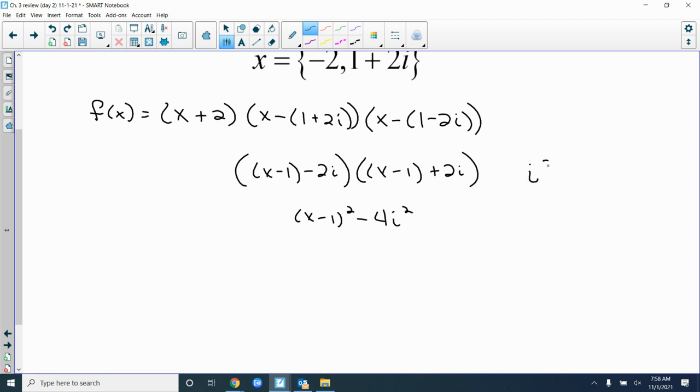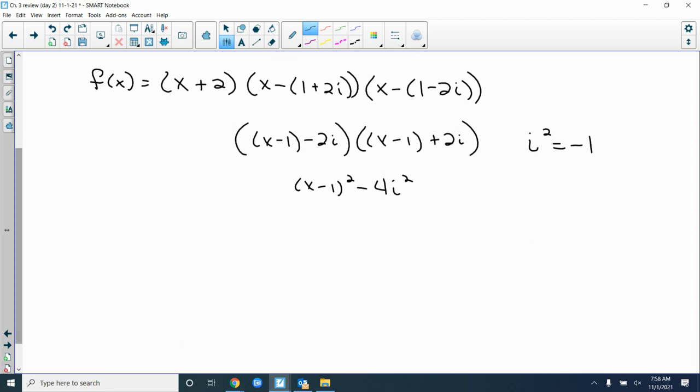Well, don't forget, i squared equals -1. I still got to FOIL that. Now this is all one piece. Some people tend to want to put that minus 4i squared at the end. Nope, it has to be part of that. You got to simplify it all together.